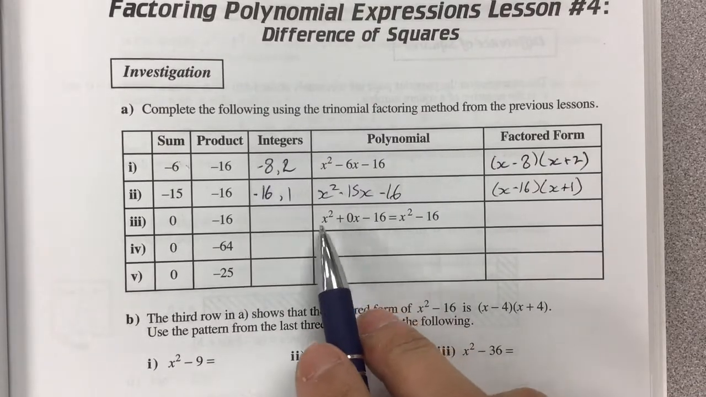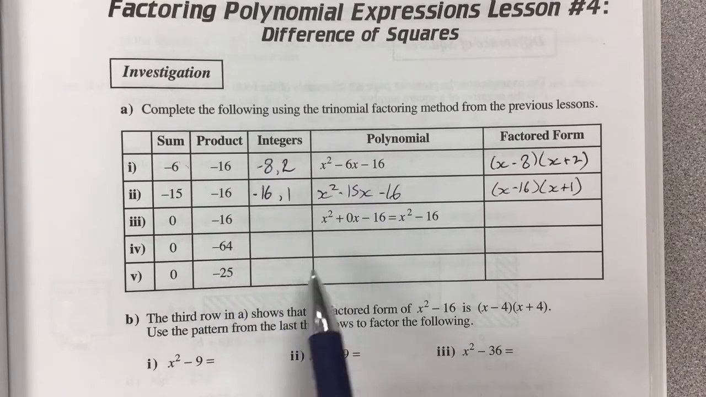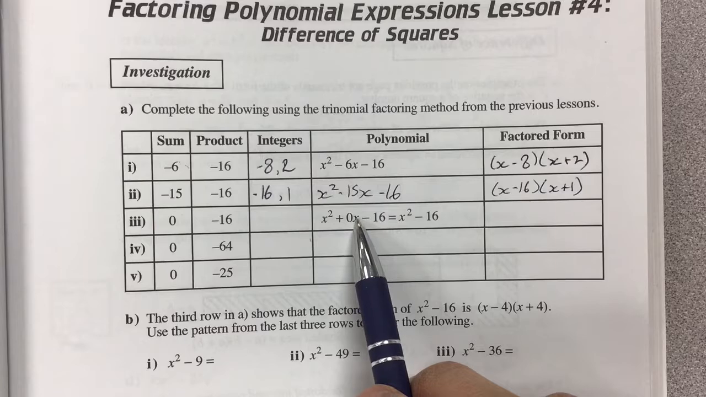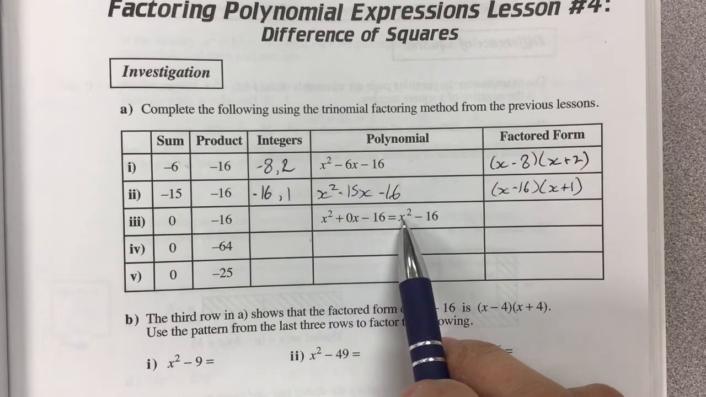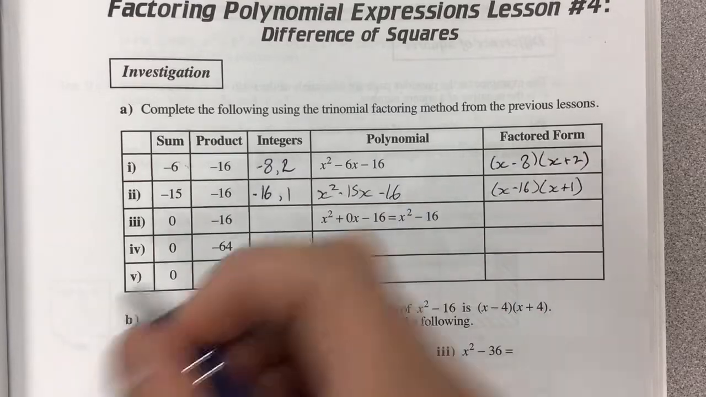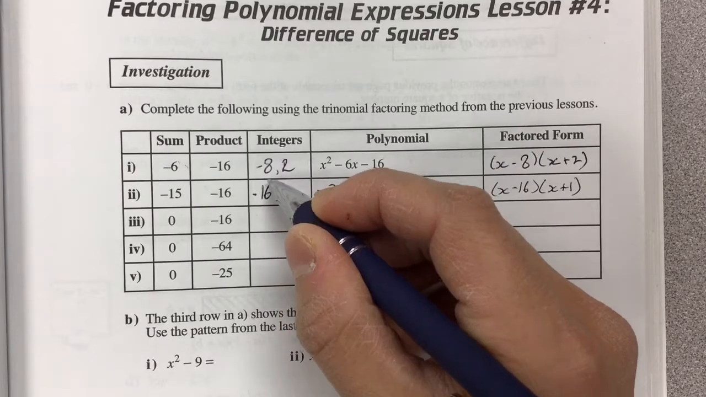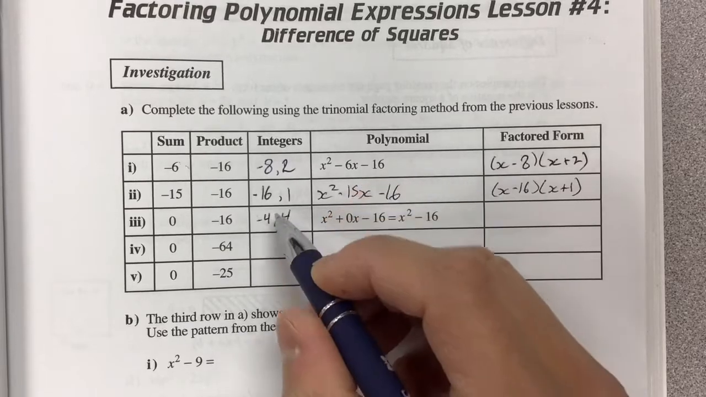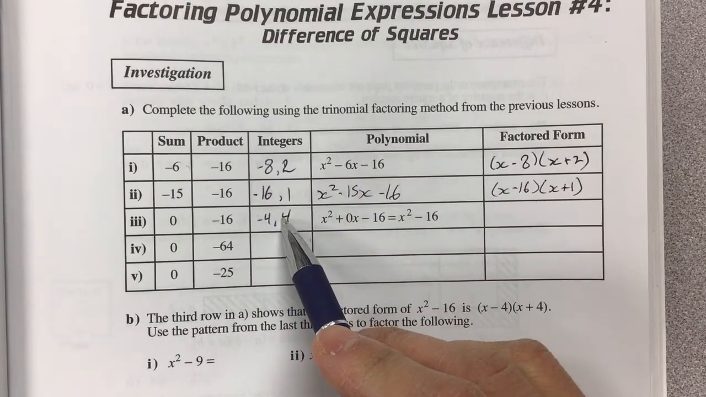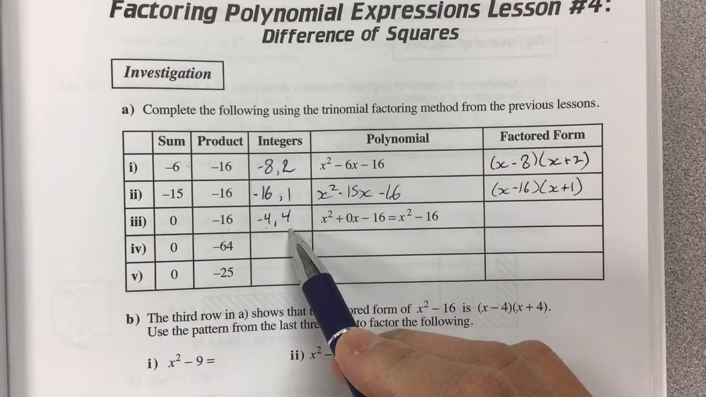Now, when we look at something like this, there's a sum of 0 and a product of negative 16. And so there's no middle term here. You see how that is 0x. There's no middle term, so x squared minus 16 equals x squared minus 16. Then what this means is this is going to have a negative 4 and positive 4. So a sum of 0, negative 4 plus 4, and a product of negative 16.